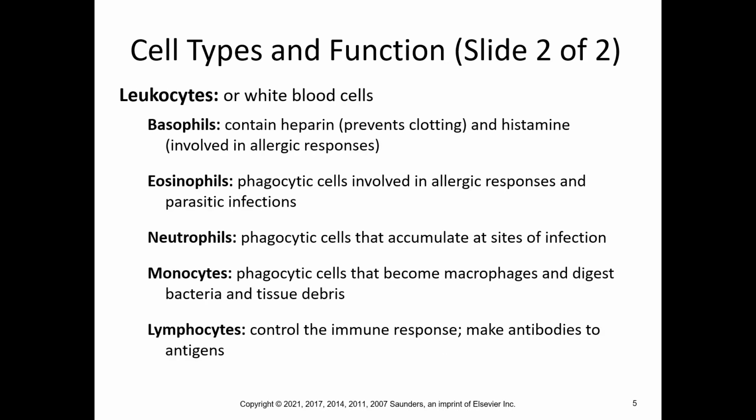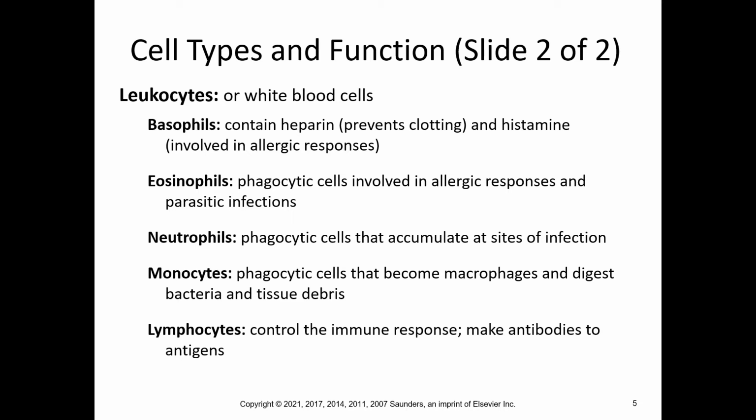So here's your leukocytes, your white cells. 5 different types. Basophils, those have heparin, which prevents clotting, and histamine, which is involved in allergic responses. Eosinophils are phagocytic cells involved in allergic responses and parasitic infections. Phagocytic cells, they eat things. They engulf and destroy either bacteria or cellular debris, whatever it is, they engulf and destroy the thing.